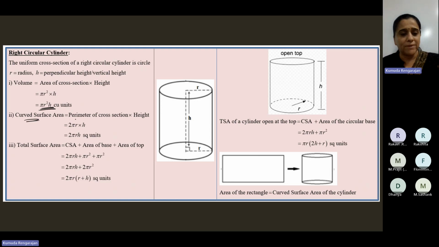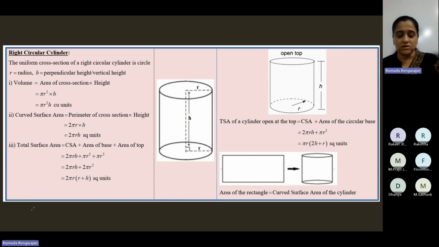Curved surface area is perimeter into height. What's the perimeter of a circle? 2 pi r, the circumference, 2 pi r. So 2 pi r into h, 2 pi r h is the formula to find the CSA, the curved surface area of a cylinder.